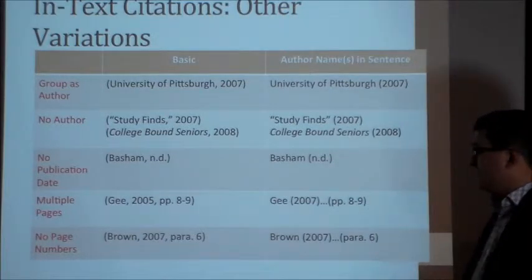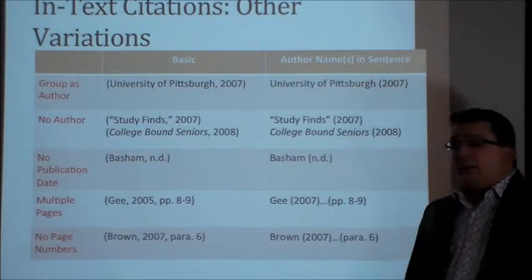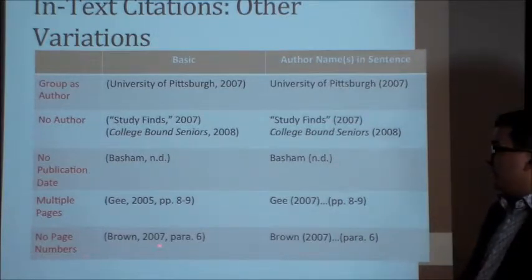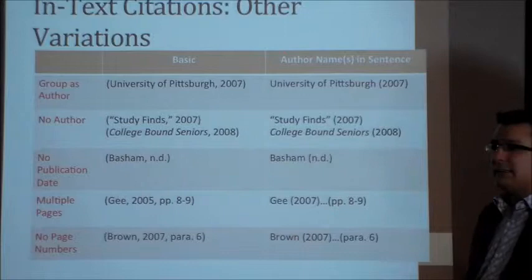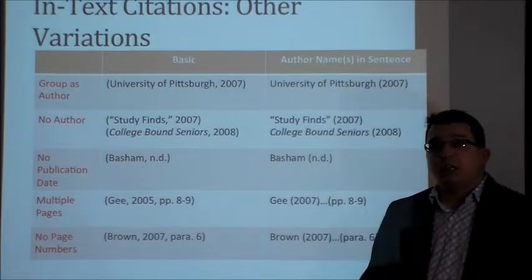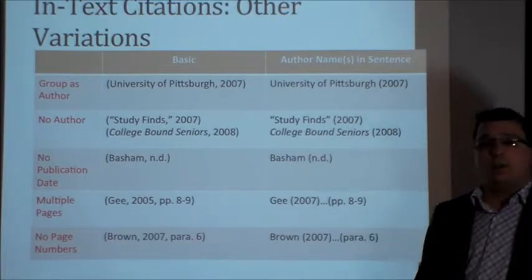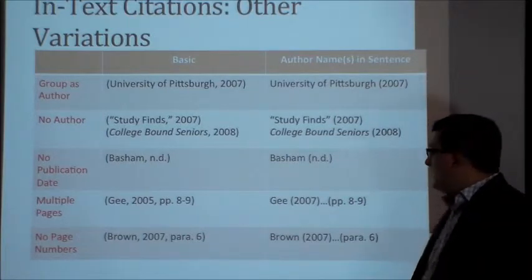So this needs to be for a quote as well. You might not have a page number, but you always have a paragraph. So Brown, you have the year, para. 6. That means paragraph 6. So if I go to that text and start reading down, I should see that quote in paragraph 6, or that article, whatever it may be.